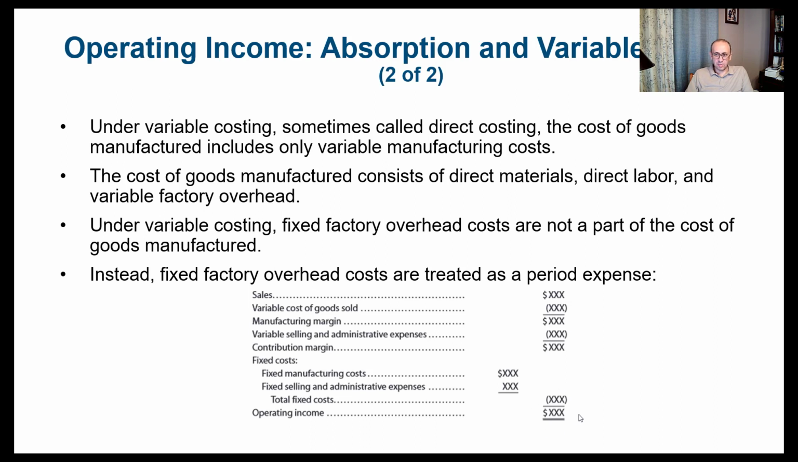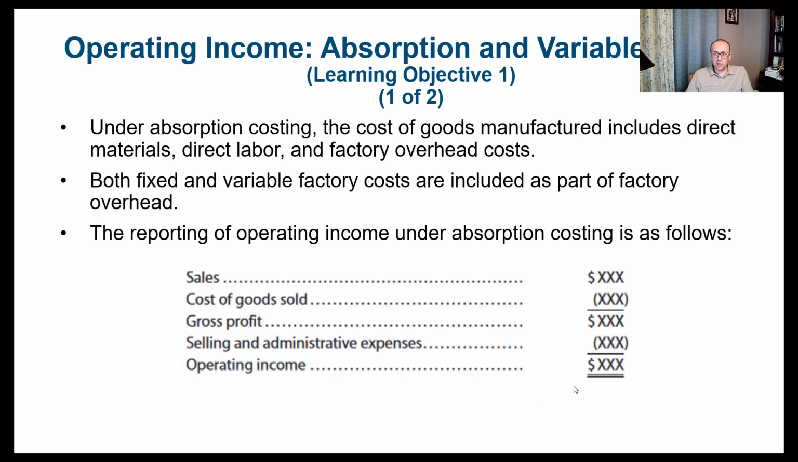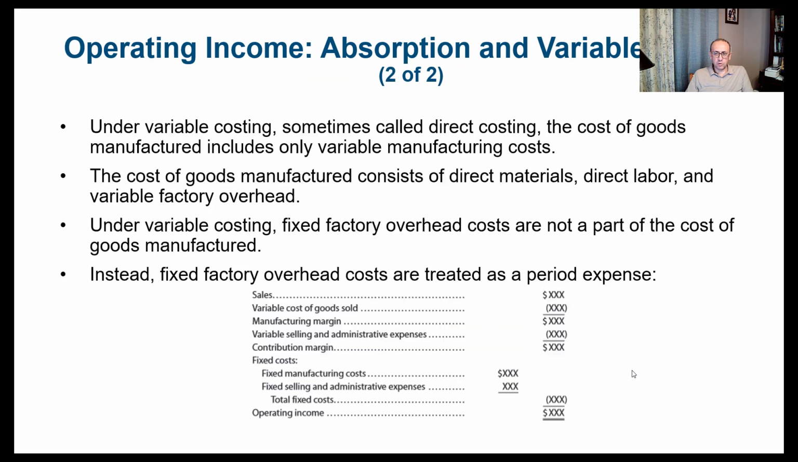So you see here, it's a three-stage process under variable costing. If I go back one more slide, in absorption costing it's only two steps. We have sales minus cost of goods sold, which gives us gross profit, and then we subtract selling and administrative expenses and we get the operating income. There's no manufacturing margin or contribution margin to calculate. Here we have to calculate the manufacturing margin, the contribution margin, and then we get to the operating income.